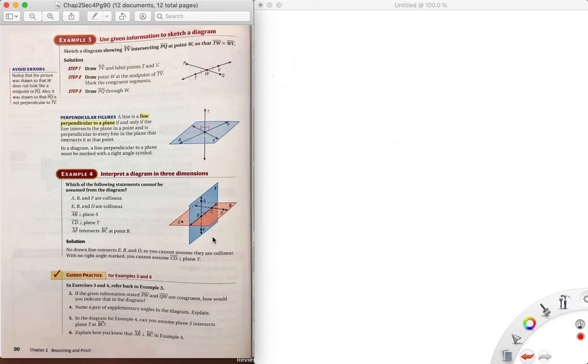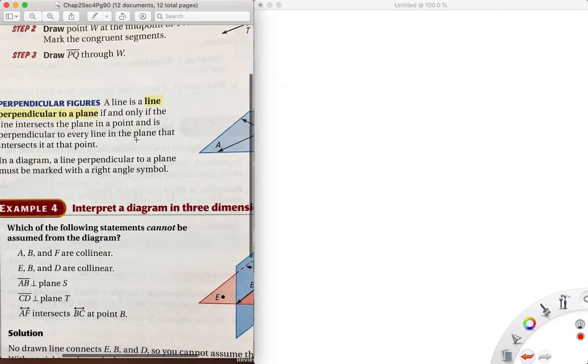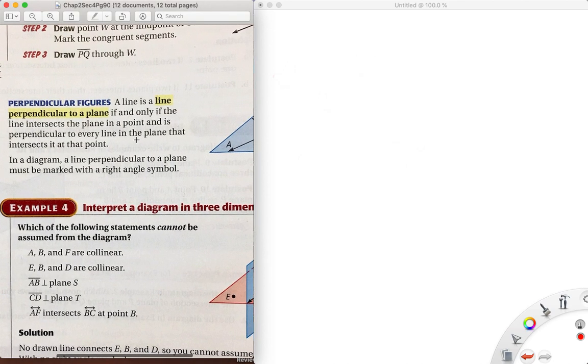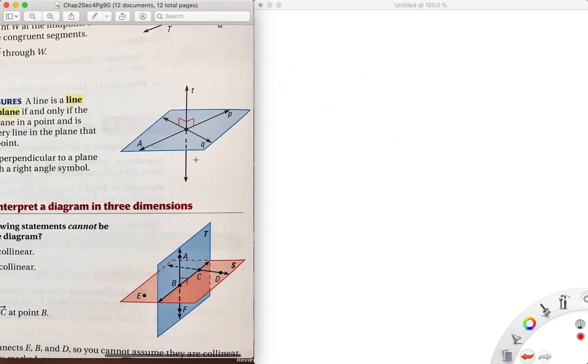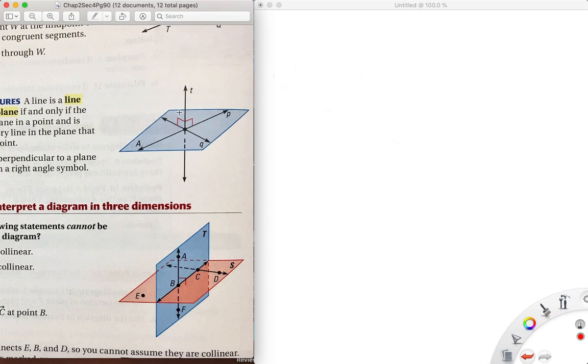A perpendicular line by conditional here. It says a line is perpendicular to the plane if and only if the line intersects the plane in a point and is perpendicular to every line in the plane. So basically what they're saying is this. I have a line from this figure, line T. Line T is intersecting plane A, forming a perpendicular intersection at that point.